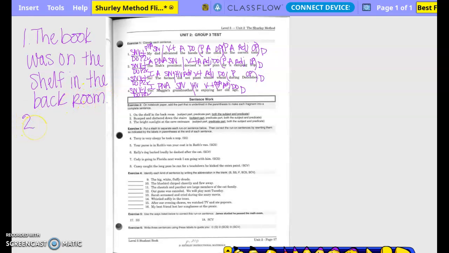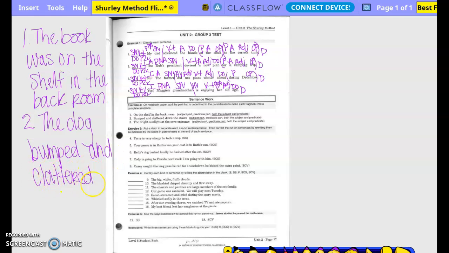Okay, number 2, bumped and clattered down the stairs. So they want us to add the subject part. What can we say bumped and clattered down the stairs? Okay, the dog bumped and clattered down the stairs.